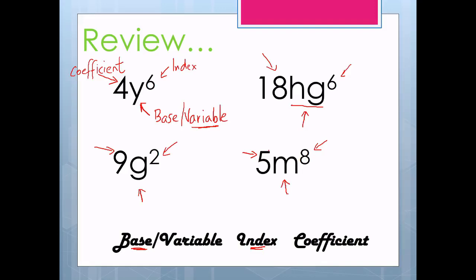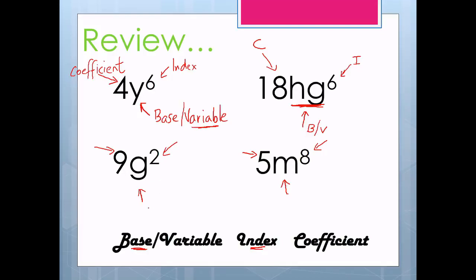Okay, so as you can see on my screen, I've drawn arrows to all of these features. There's a wee trick with the first one that I asked you to do, which was 18 hg to the power of 6, because hg combined is actually the base or the variable. The 6 up the top here is the index again, and the 18 out the front, that's the coefficient.